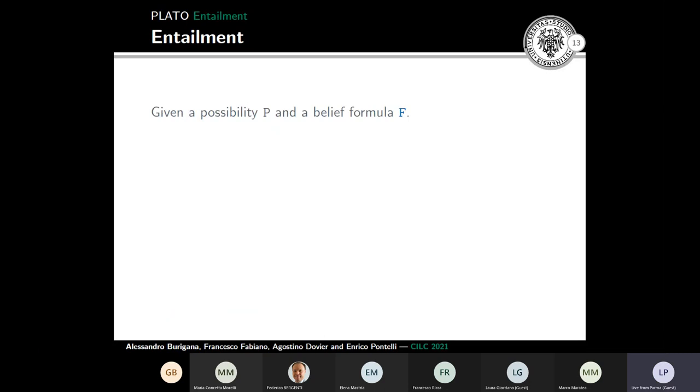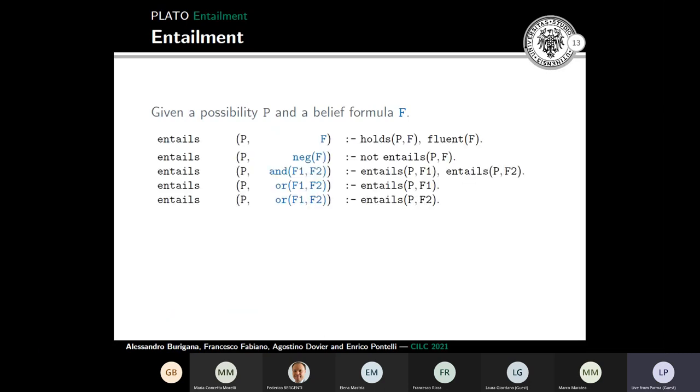So let's talk about the entailment. Now, given a possibility P and a belief formula, we have different cases. The base case is when F is a fluent, so we just check that the atom holds(P,F) is true. Then we have the propositional operators, which are dealt with in a standard way. So for example, the negation of a formula is true in P if it's not true that this possibility P entails F, and so on for the conjunction and disjunction.